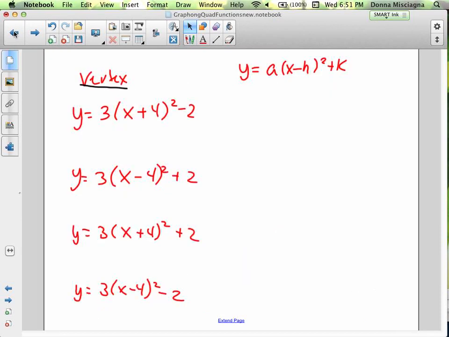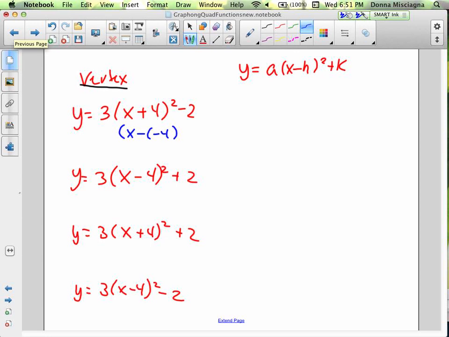So let's identify our vertex here just to show you how easy cheesy lemon squeezy it is. We're going to identify the vertex of these 4 functions here. Right, so remember, the negative goes with the equation. So this is really x minus a negative 4. That means our vertex is the point negative 4, negative 2.